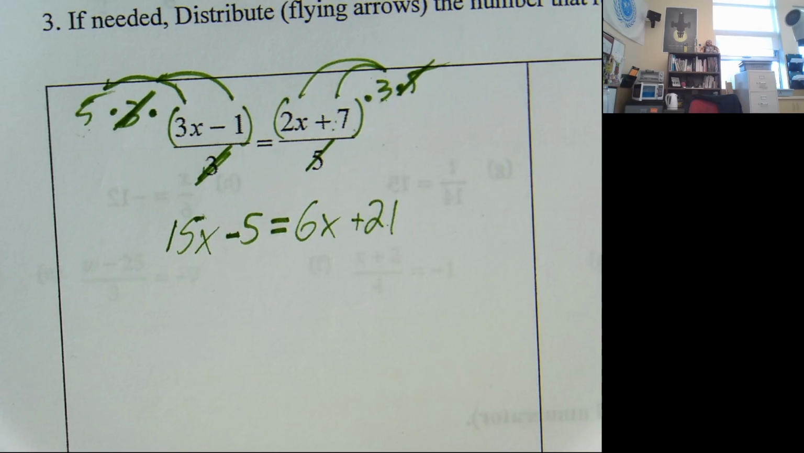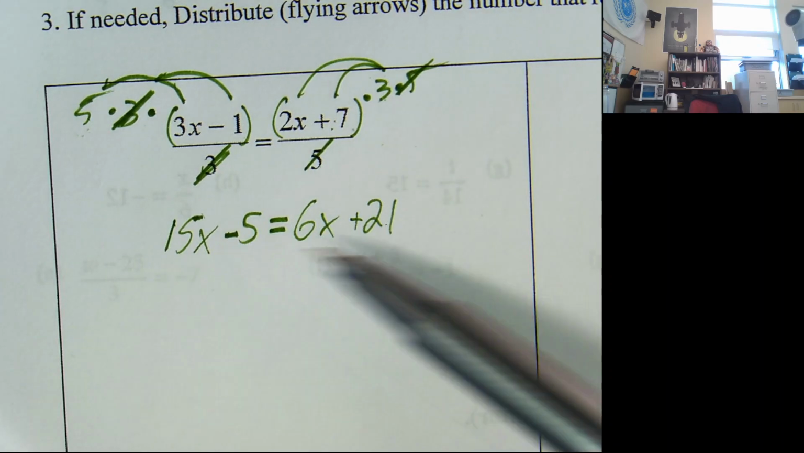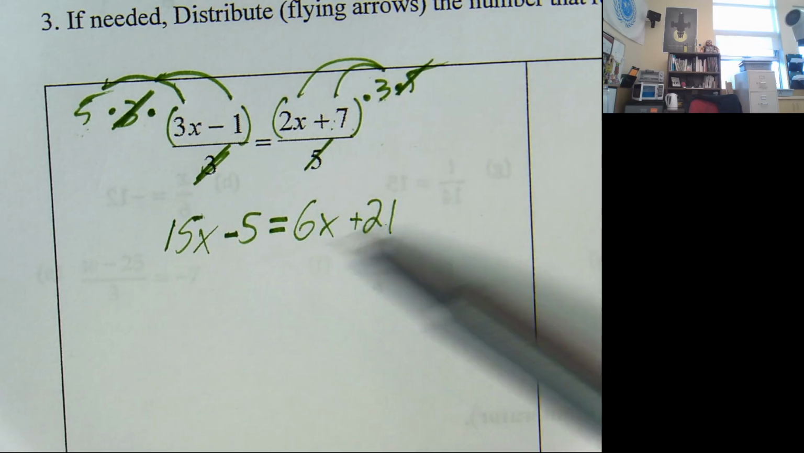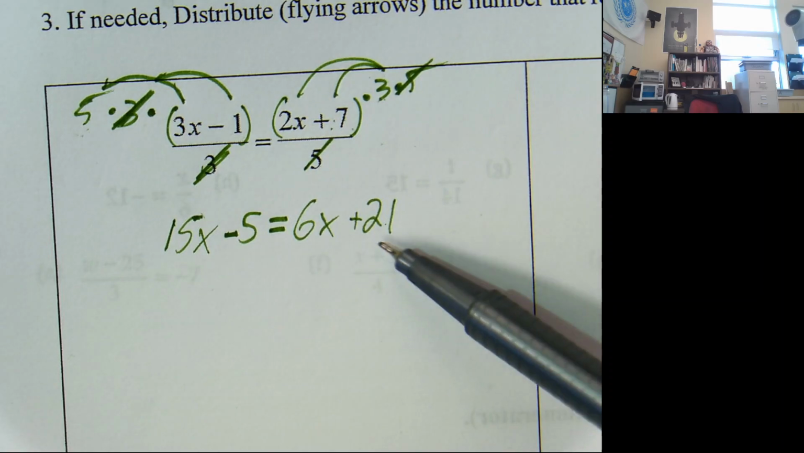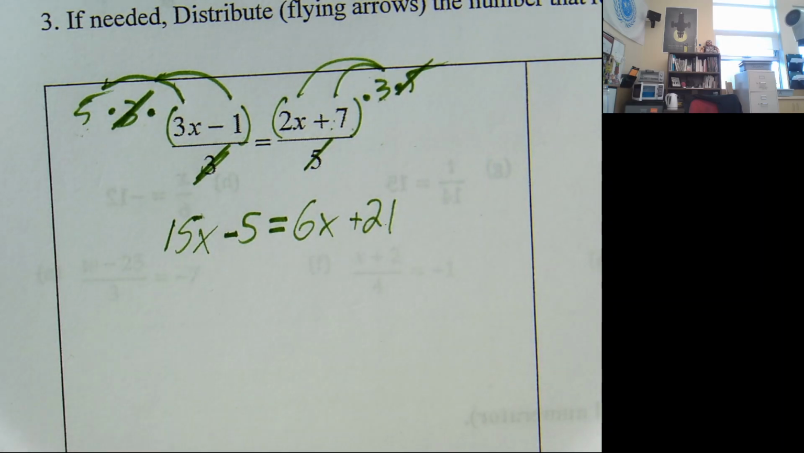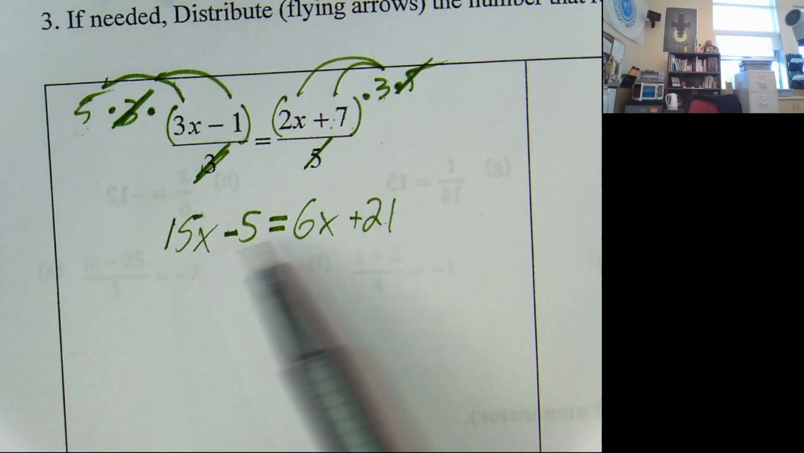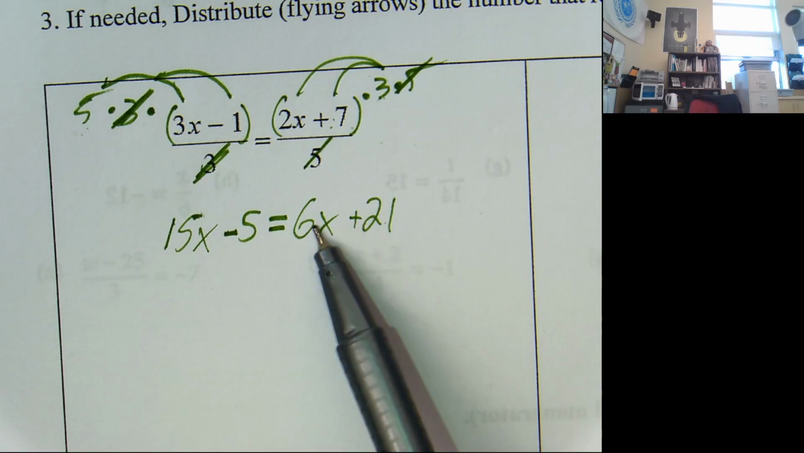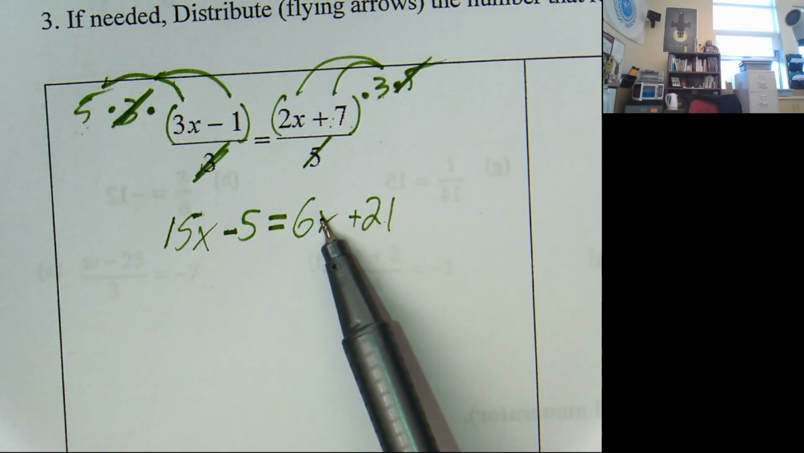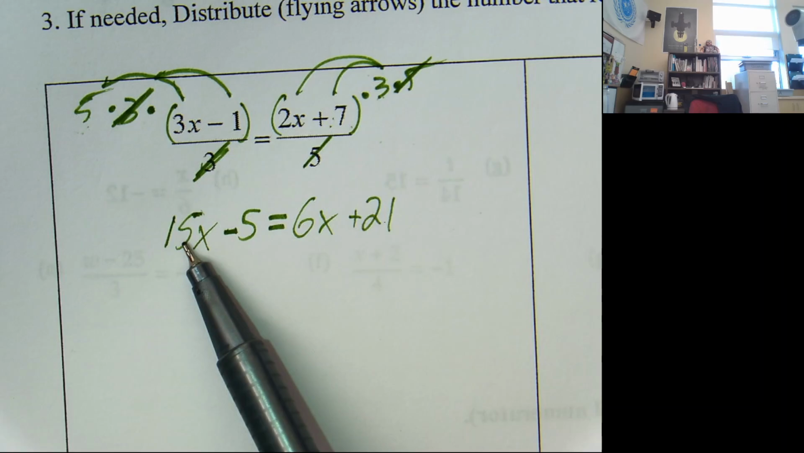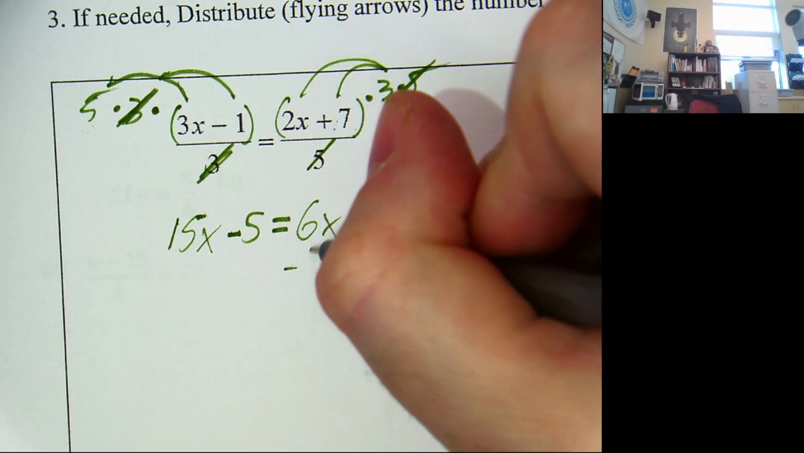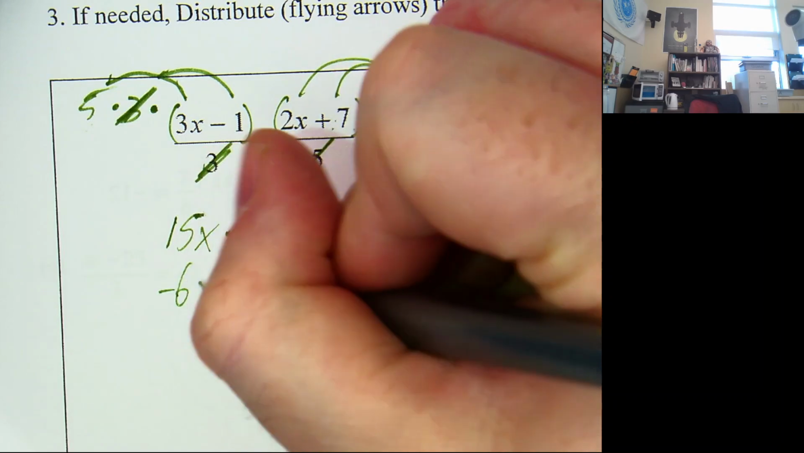And now this looks just like something we did 2 days ago. I've got variables on both sides. I've got numbers, constant terms on both sides. So I want to get my variables all on the same side. What's the best way to do that? Yeah, because I've got a 15x here and a positive 6x here. If I subtract both sides by 6x, this is going to stay positive. So I'm going to subtract 6x on both sides.